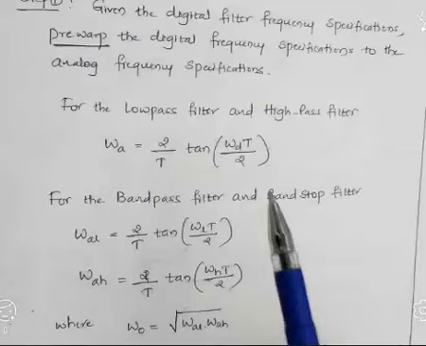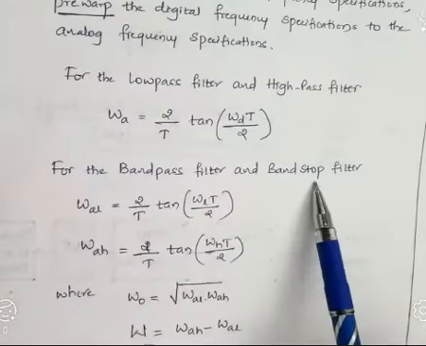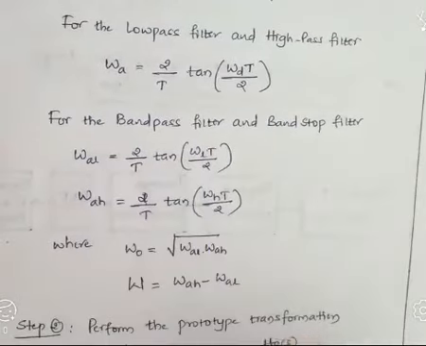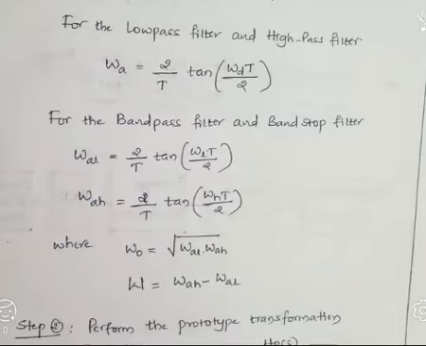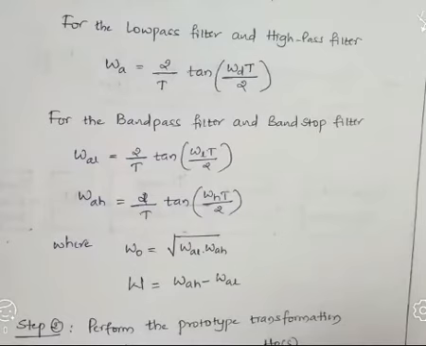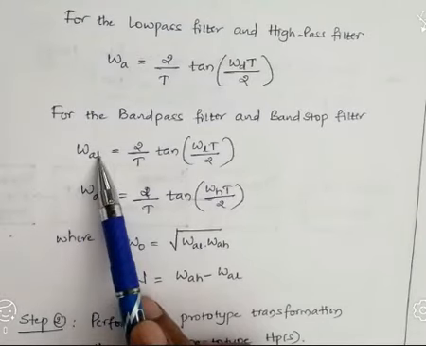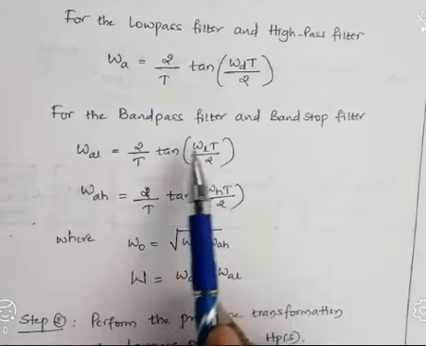Next, if the given digital filter is a band pass or band stop filter, then we have to use a different formula. It may be band pass or it may be band stop, and we have two frequency components, higher and lower. In those cases, we observe two frequency components, upper and lower. Those are calculated as omega AL, where L stands for lower: the lower analog frequency is calculated from the lower digital frequency.